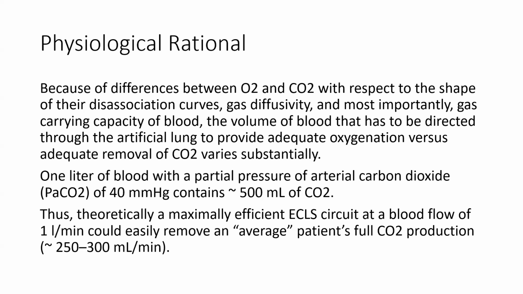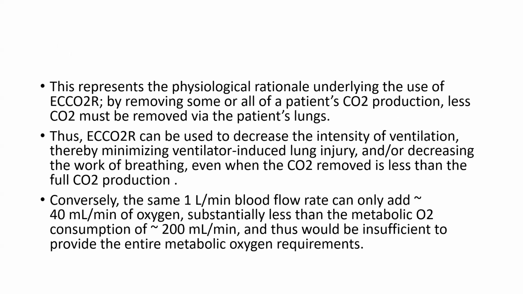1 liter of blood with a partial pressure of arterial CO2 of 40 mmHg contains 500 ml of CO2. Thus, theoretically, a maximally efficient ECLS circuit at a blood flow rate of 1 liter per minute could easily remove the average patient's full CO2 production, that is 250 to 300 ml per minute. This represents the physiological rationale underlying the use of ECCO2R.